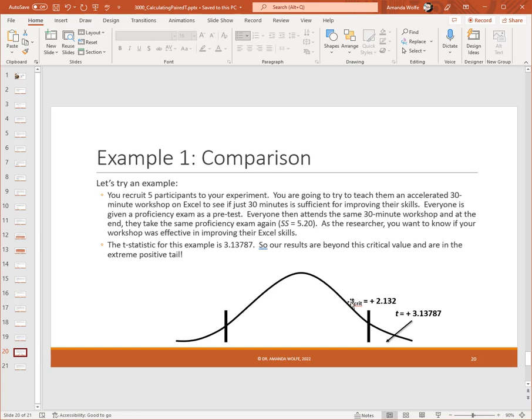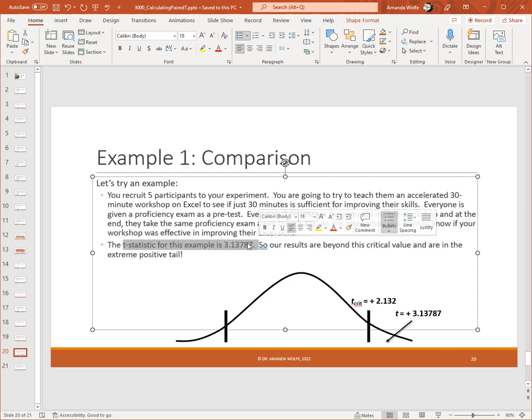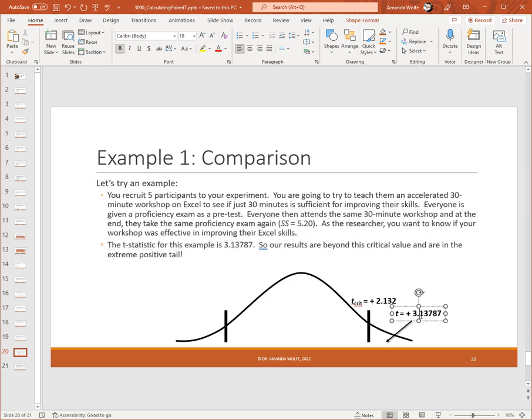If we have a t critical of 2.132, that means that if we look at our t distribution, which resembles the normal curve, the boundary that marks the difference between the critical region in the tails and the rest of the distribution would be at 2.132. Our observed t statistic is 3 point something. So it really doesn't matter what the rest of the numbers are because it's over 3. That means that it's larger than our t critical.